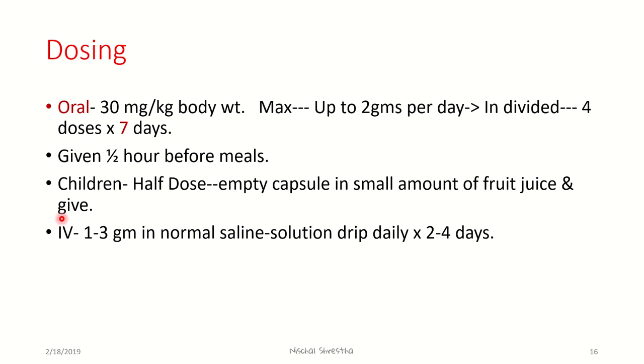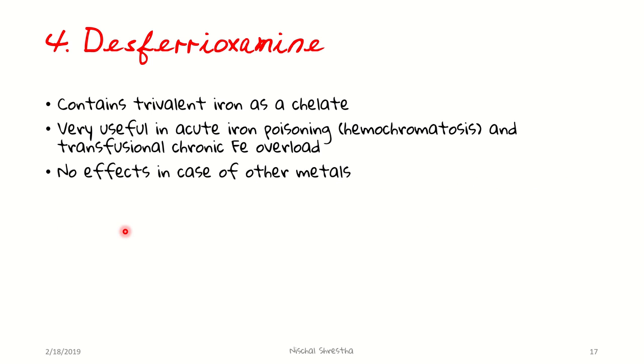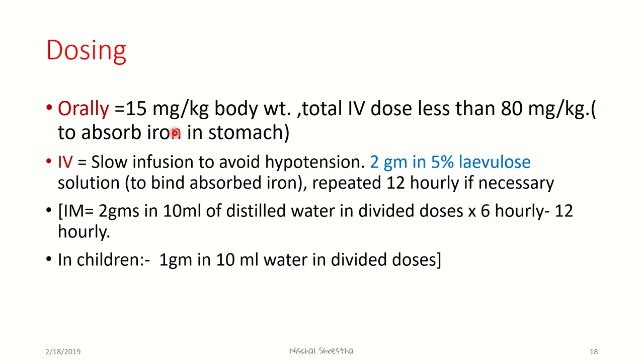It can also be given IV. And fourth one is desferrioxamine. It contains trivalent iron as a chelate. It is useful in case of acute iron poisoning or hemochromatosis, also in cases of transfusional chronic iron overload. In blood transfusion also sometimes iron overload occurs. So in that case also desferrioxamine can be used, and it has no effect in case of other metal poisoning.